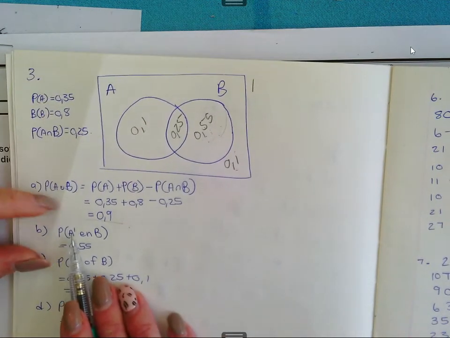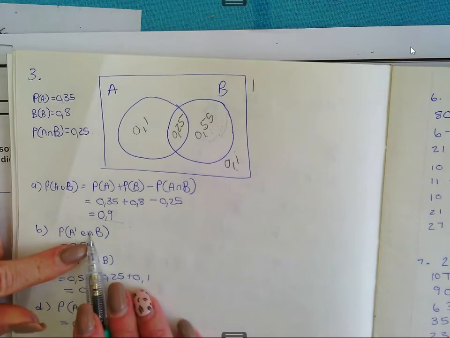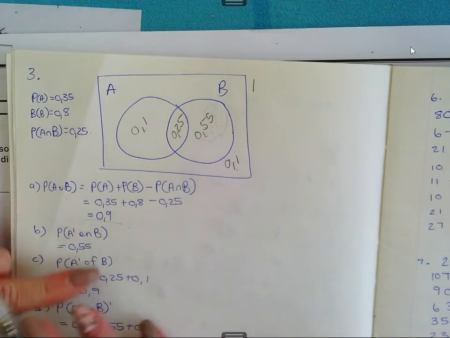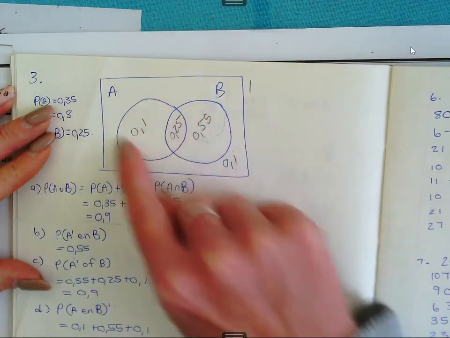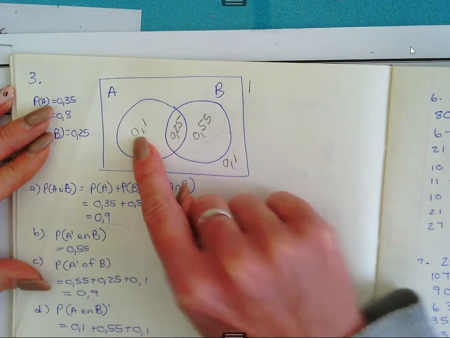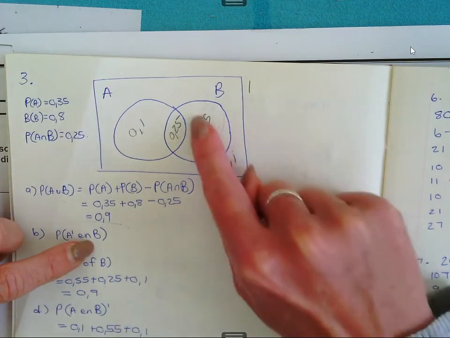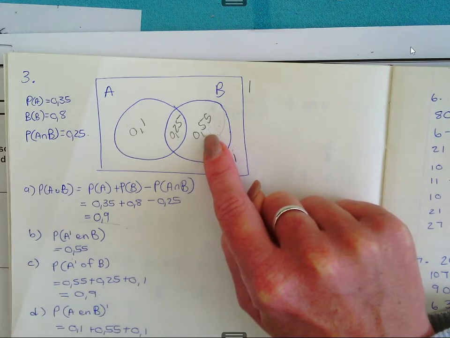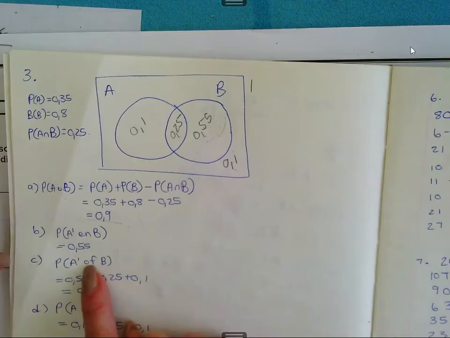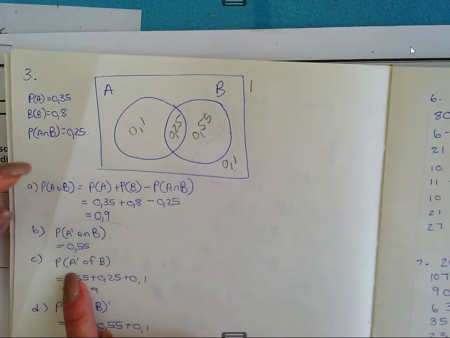The probability of not A and B. Now not A and B means that it must be true for both. If I look at what is not A, then everything not in the A circle is not A. So this is not A, these two. And B. Now between these two, only 0.55 is B. Therefore, because it has to hold for both of them, it's only going to be 0.55. Do you understand that? The next one is the probability of not A or B.